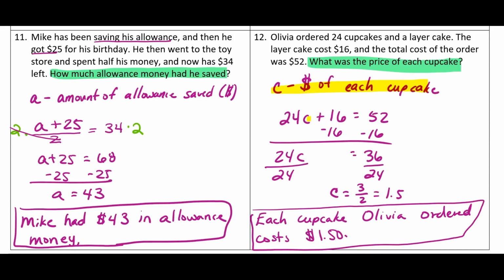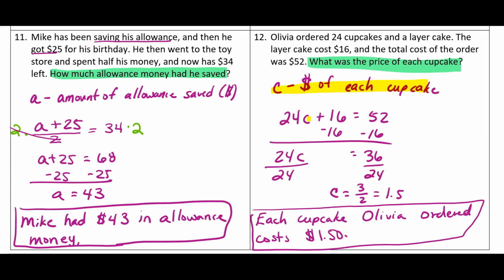You then should have solved it and gotten 3/2 or 1.5. And then to interpret this, we're talking about the price of each cupcake. Therefore, we should say $1.50. Each cupcake Olivia ordered cost $1.50. You wouldn't say 1.5.